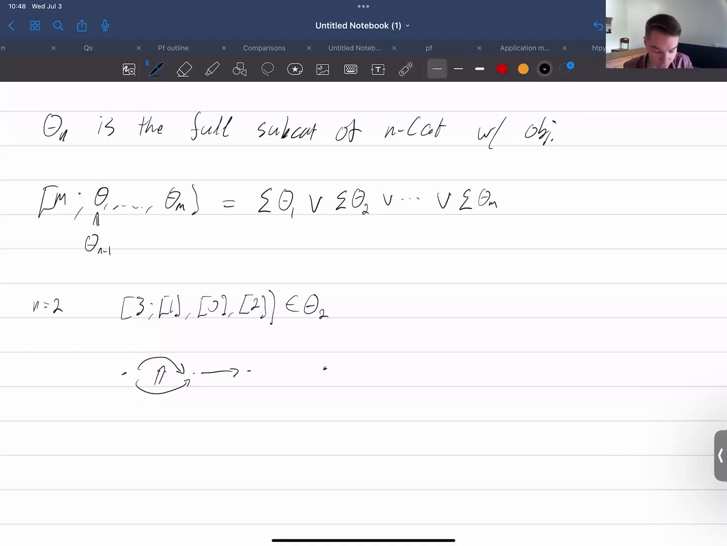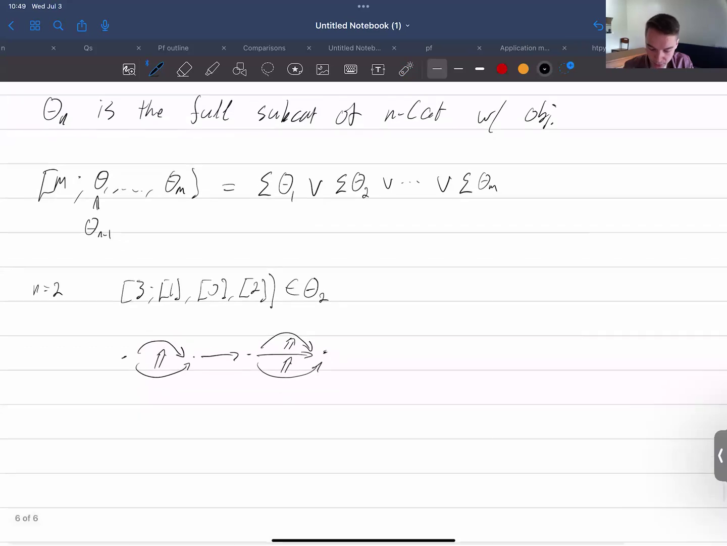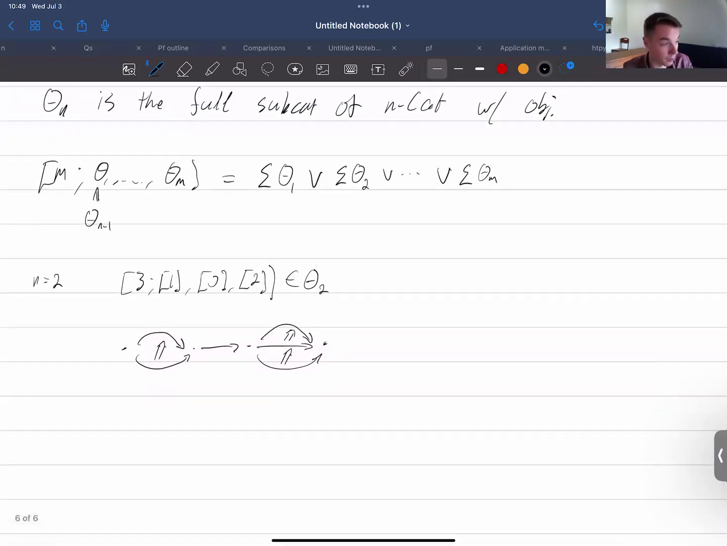The 0-simplex just has 1 object, and then the 2-simplex has 3 objects and these 2 morphisms, as well as a composite. So this picture represents this particular element of Theta 2. And then you can imagine for higher n, you might have different arrows here, and then higher dimensional arrows between them, and so on. So this is somehow the proper analog of Delta for these higher categories.